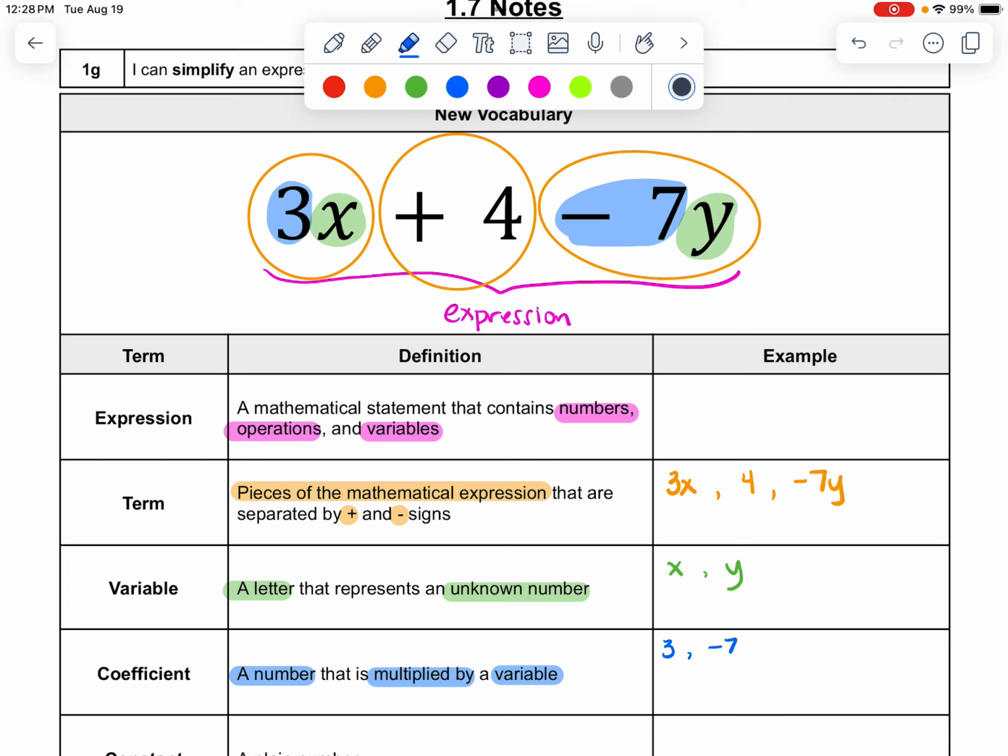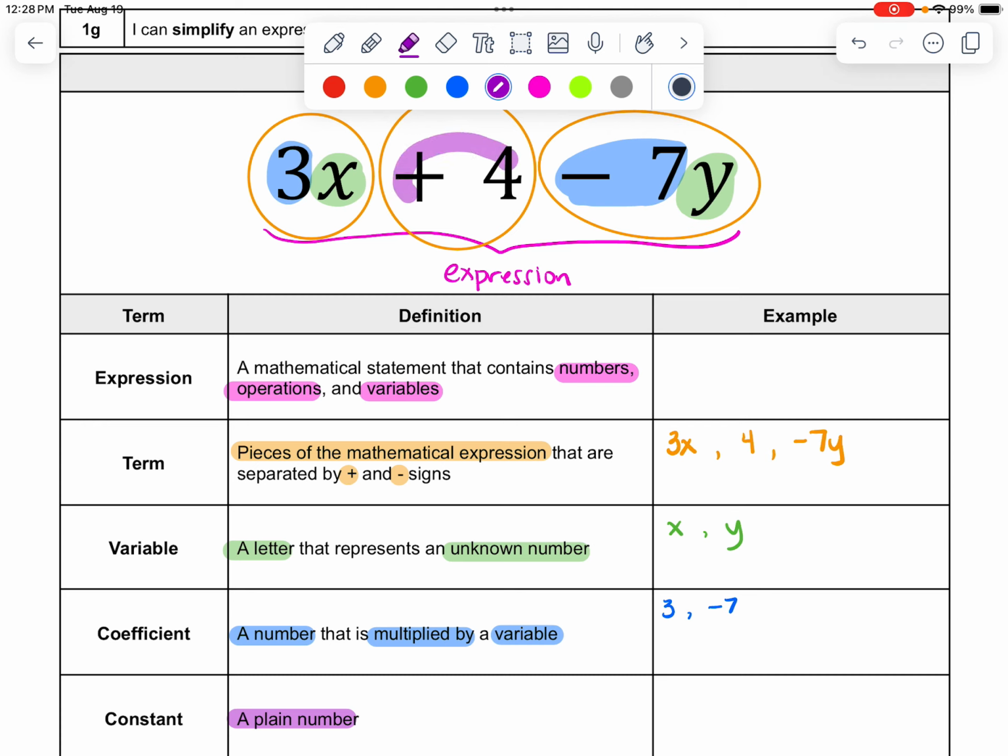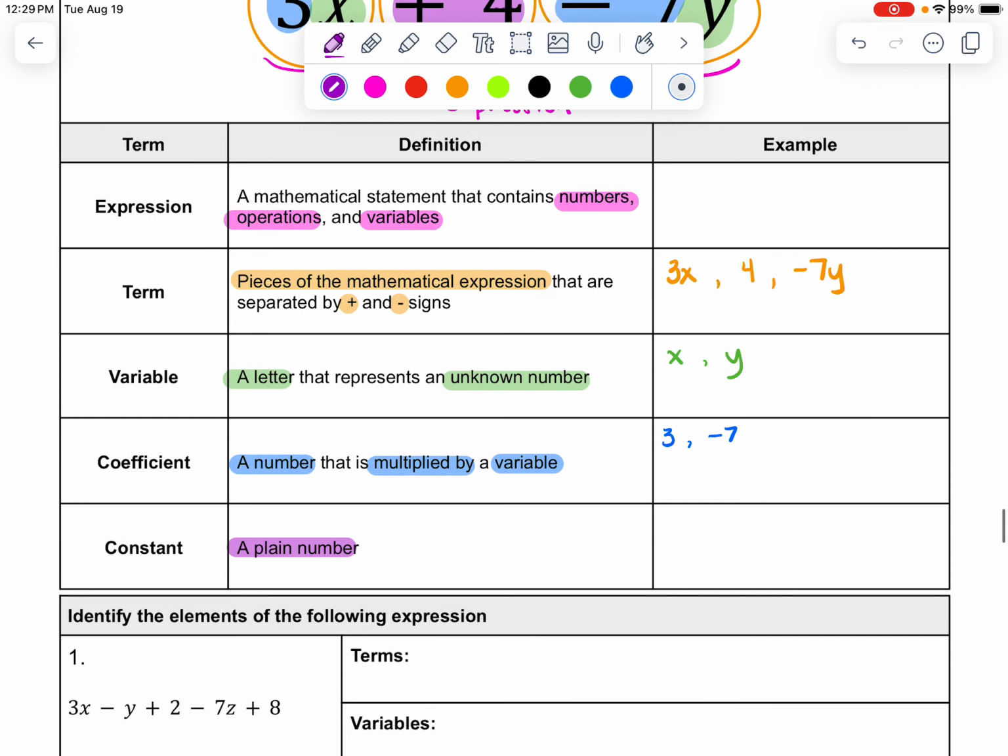And last but not least, we're going to talk about constants. A constant is a plain number, a number that does not have any variables or any symbols with it. So just the 4 here is our constant. Now, if that was a negative 4, I would say that a negative 4 is our constant.